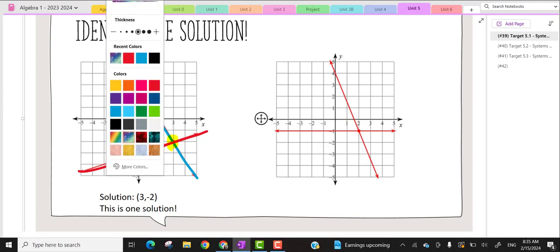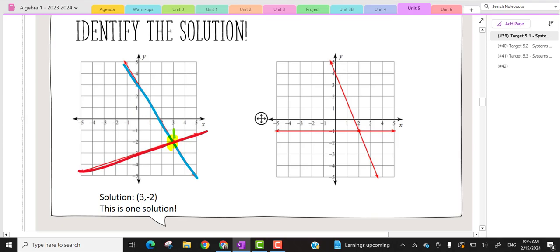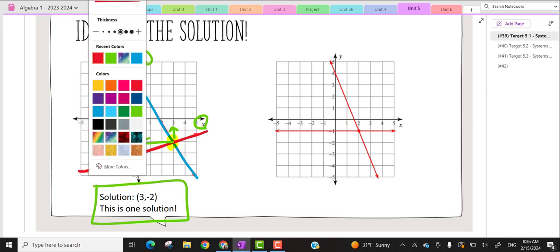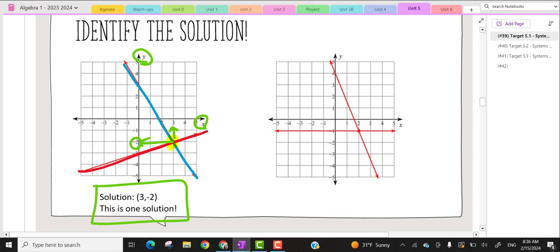Okay, and I'll show you with colors. So x is 3, right? That's x. And then y is -2. Okay, so this is the answer. All right, on the next one, this is my first line. And then I have my second line. Okay, and the solution is right here.